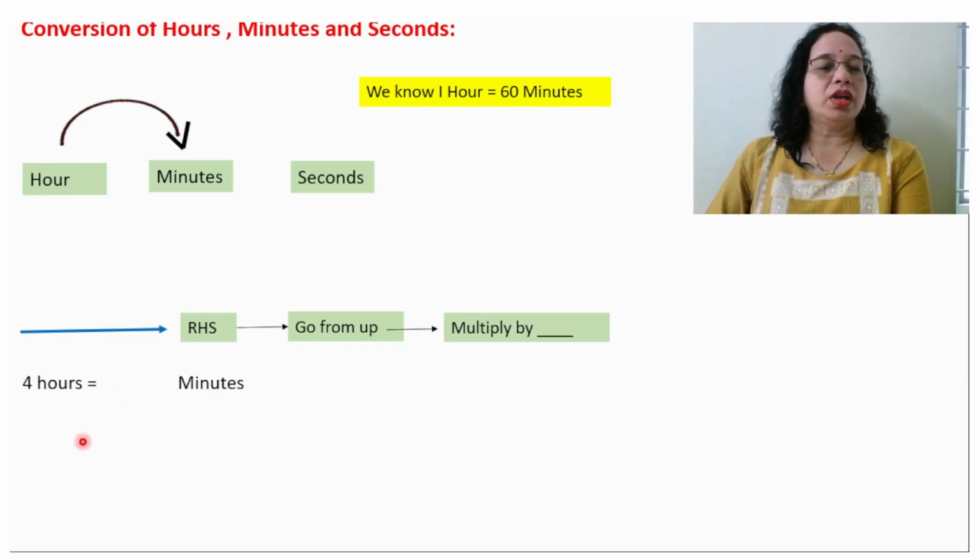So here the question is 4 hours is equal to how many minutes? So hours and minutes, only one jump is there. It means we will multiply by 60. So 4 into 60 will give you 240 minutes.